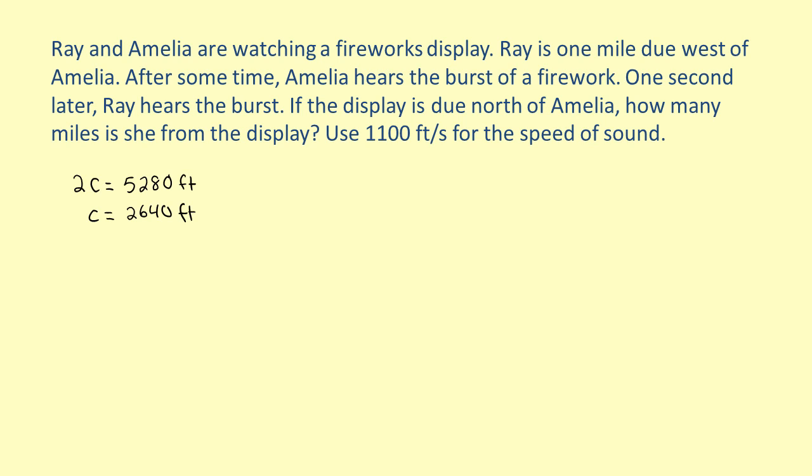If we assume the fireworks display is at the vertex of the branch closest to Amelia, then the vertices of the two branches are 1,100 feet apart. So, we will set 1,100 equal to 2a. This means that a equals 550. Okay, now that we have a and c, we can find b.